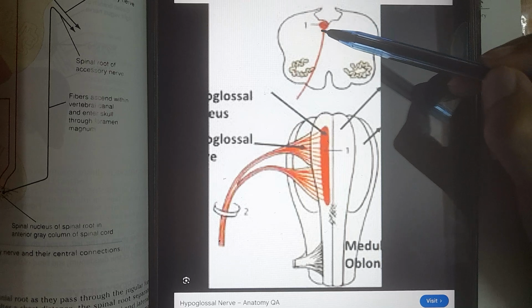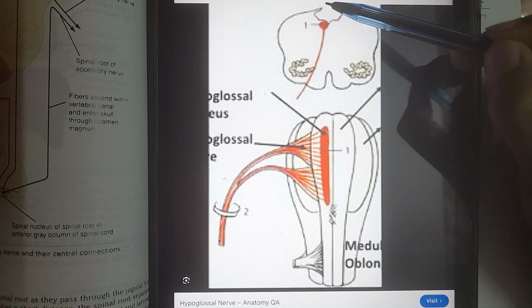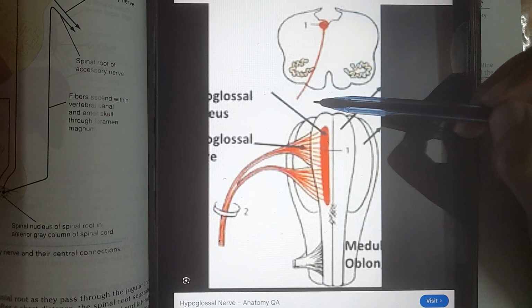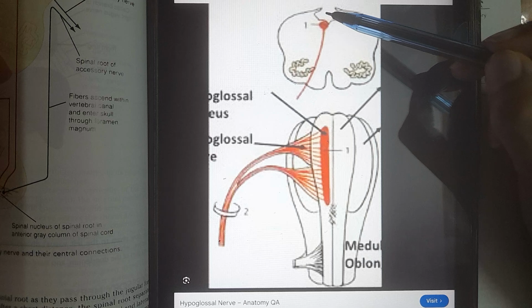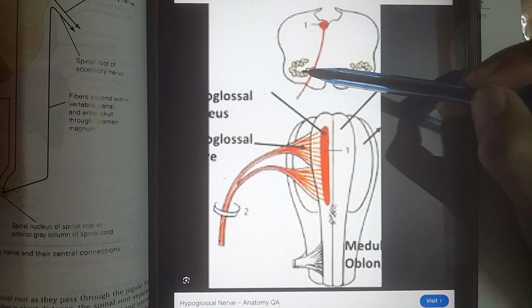And the nucleus of the hypoglossal nerve is located medially just anterior to the fourth ventricle. So this is the posterior side, this is the anterior side, and the nucleus is just anteromedial to the fourth ventricle, and it comes out between the pyramids and the olives.